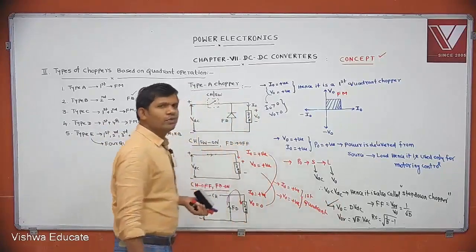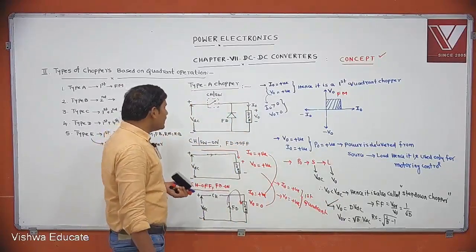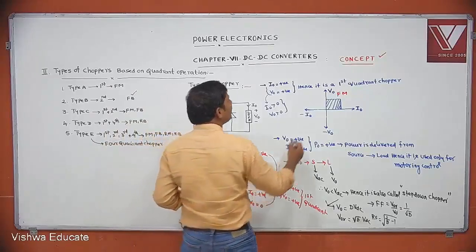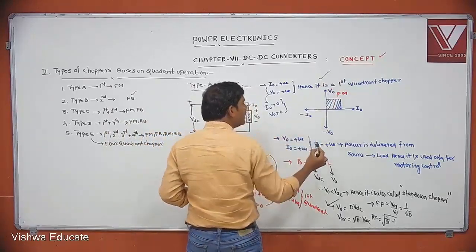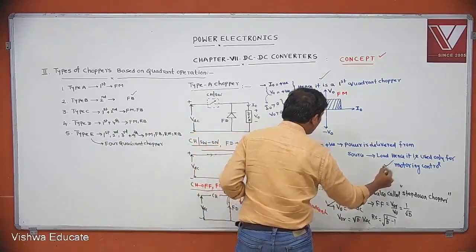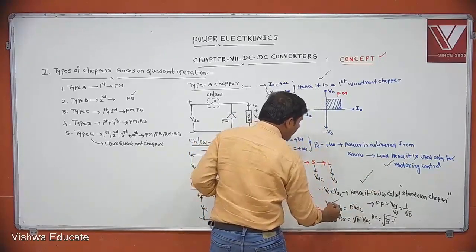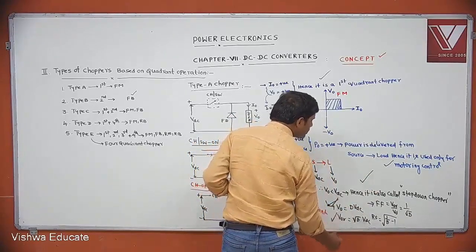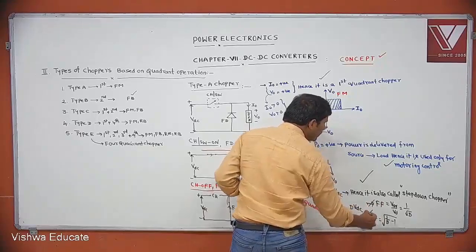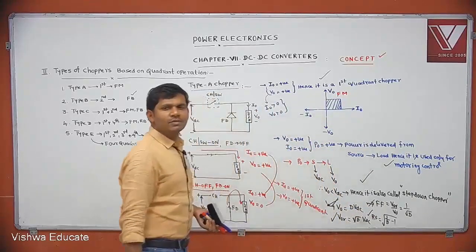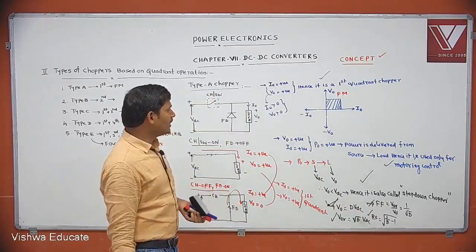That means type A chopper is a first quadrant chopper. It is used only for motoring control. Type A chopper is also called step down chopper. What is the average output voltage? What is the RMS output voltage? What is the form factor? What is the ripple factor? The remaining analysis is similar to the buck regulator without any filter arrangement.